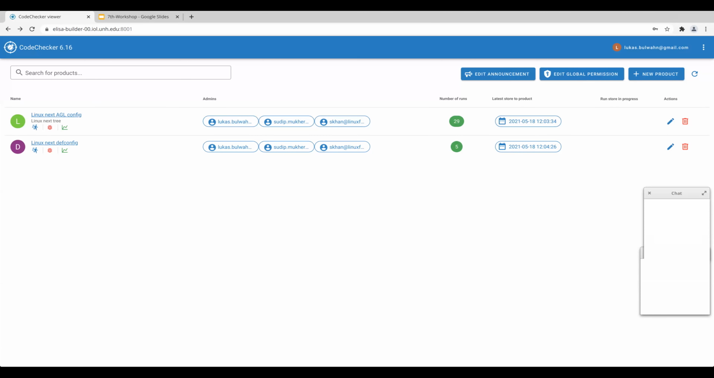What do you see at the moment? Your code checker 6.16. Okay, great. Okay, so that's page. It doesn't show on my screen, but okay.